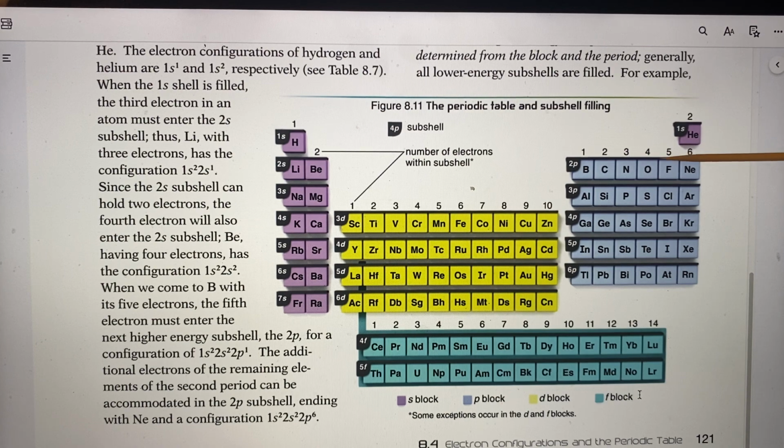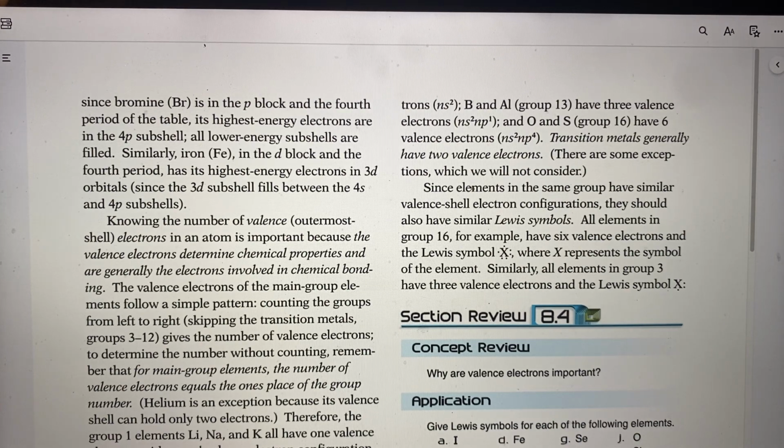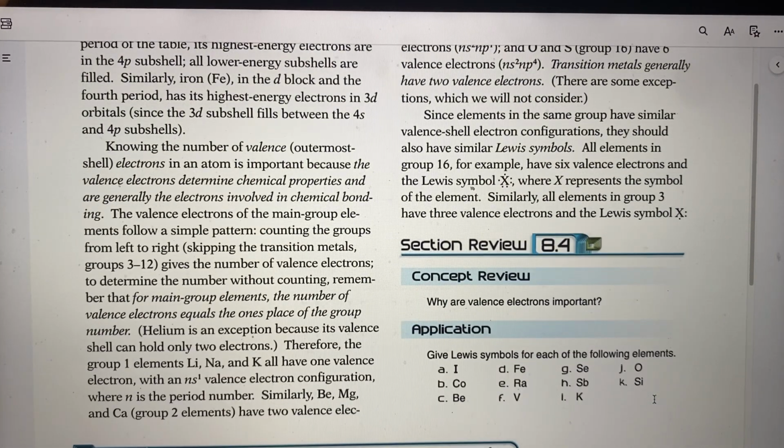So there will be 1, 2, 3, 4, 5, 6, 1, 2. Now these are going to be different, even though it says here the number of electrons, they're going to be different because it's a different shape. Therefore the group 1, Li, which is lithium, and sodium and potassium, all have 1 valence because they have NS1, 1 valence. See that right there?